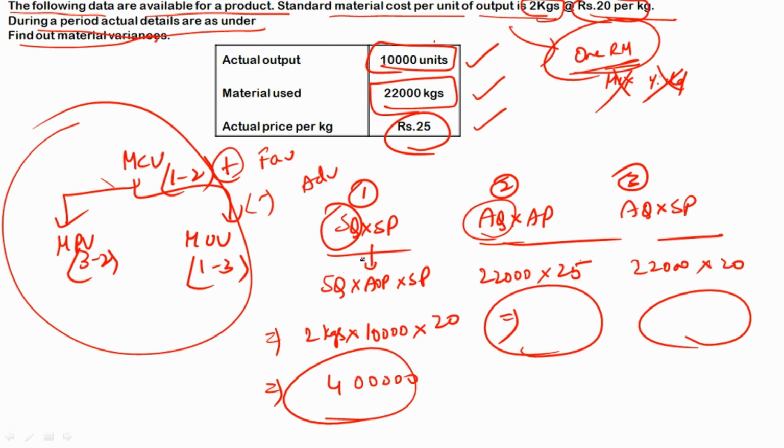You got it, guys? So this is another video where I try to explain the basic concepts of standard costing. We'll go with part 3, where I'll try to revise these material variances one more time, and we'll try to solve a little bit bigger problem.